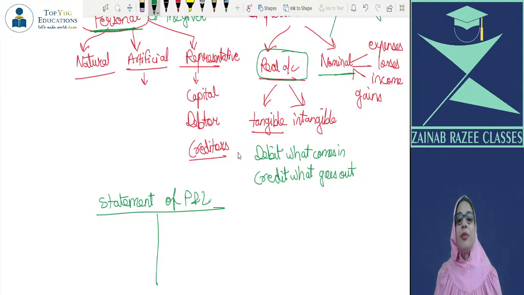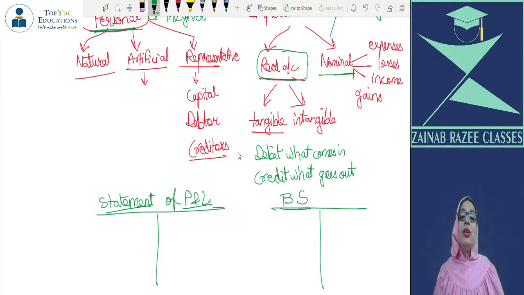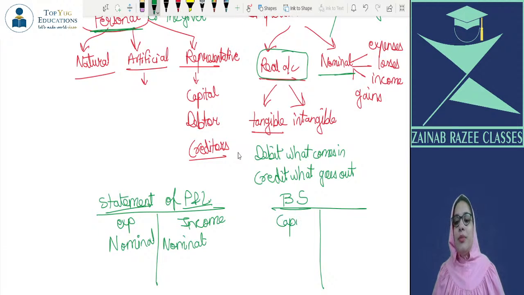So coming on to your statement of P&L and your balance sheet, finally, the main objective of accounts is to provide information to the users of financial statements, and financial statements are the statement of P&L and the statement of balance sheet. So we said that all the nominal accounts come in the trading P&L, the expenses on the debit side, the income on the credit side, and the balance sheet is a statement of assets and liabilities.